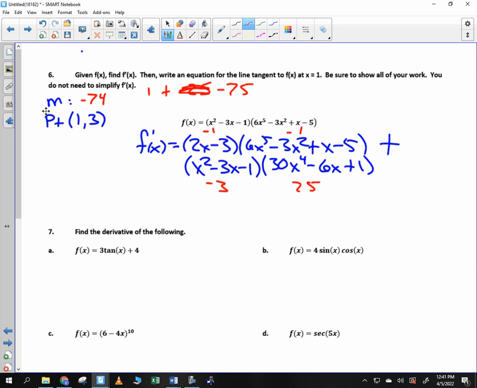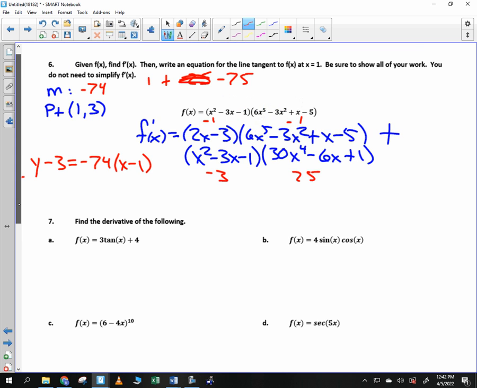So here's what you can do on the AP exam. You do not have to write in slope-intercept form. You can simply write y minus 3 is equal to negative 74 times x minus 1. You do not have to write it in slope-intercept form. They'll accept that. Questions? Okay, let's find these derivatives.